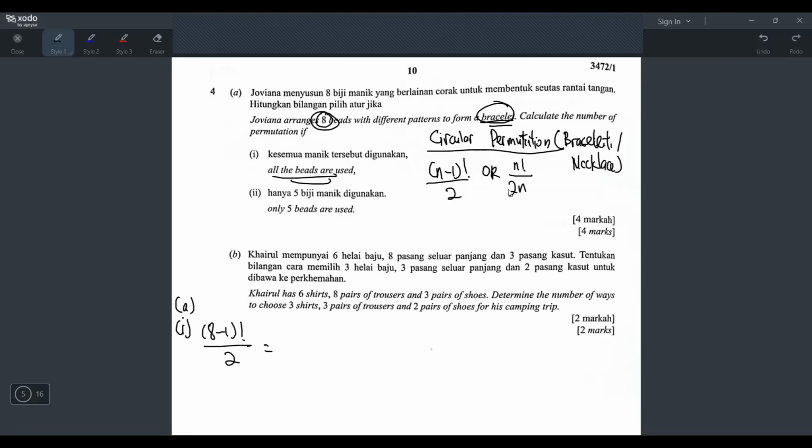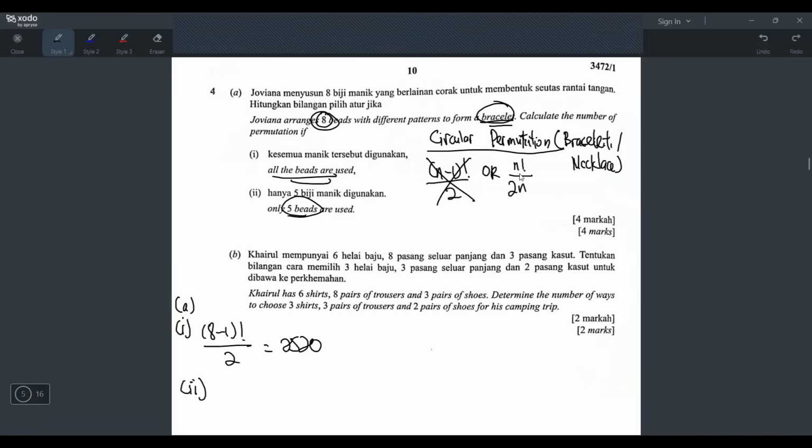Okay, so 7P7, because 7 factorial, 8 minus 1 is 7, right? And then divide 2. If you press correctly, you will get 2520. So that is the answer. Okay, let's talk about the second question. The second question says only 5 beads are used. So it means I will not use this formula already.